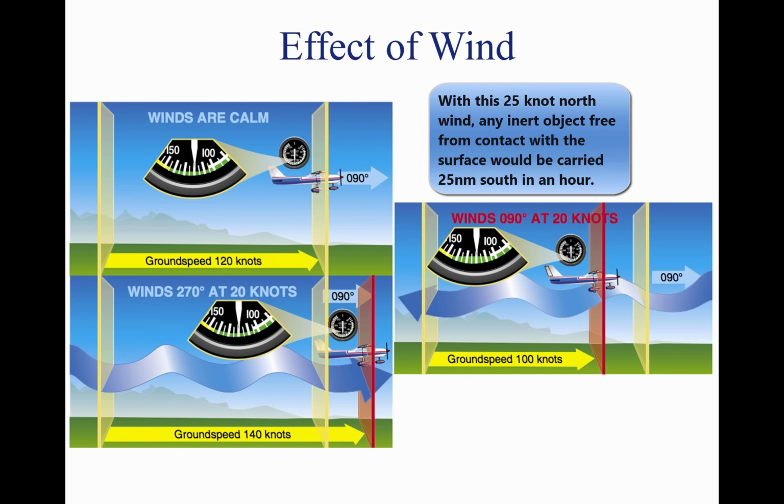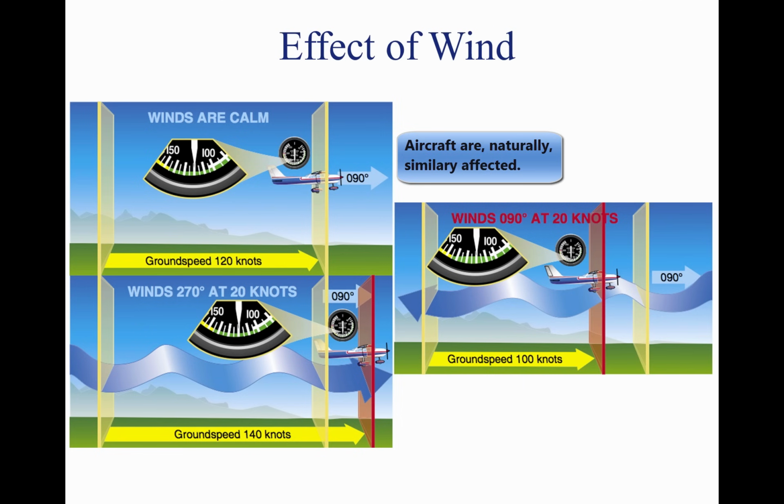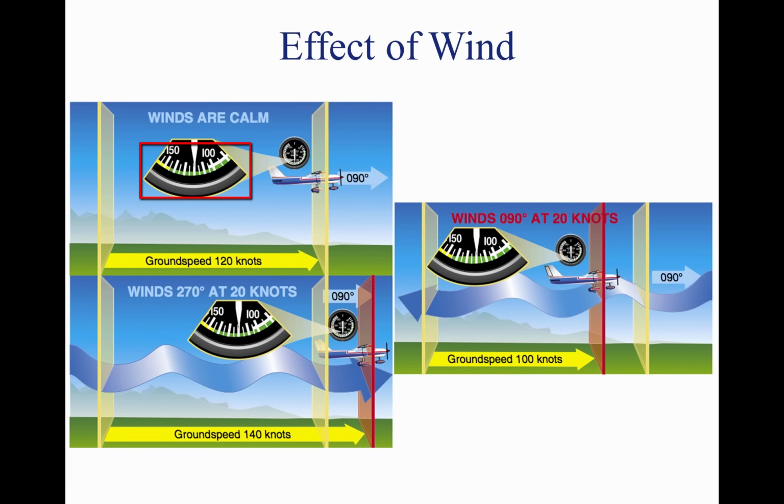Under these conditions, any inert object free from contact with the Earth is carried 25 nautical miles southward in 1 hour. This effect becomes apparent when such things as clouds, dust, and toy balloons are observed being blown along by the wind. Obviously, an aircraft flying within the moving mass of air is similarly affected. As shown in the figure, an aircraft flying eastward at an airspeed of 120 knots in still air has a ground speed exactly the same, 120 knots.